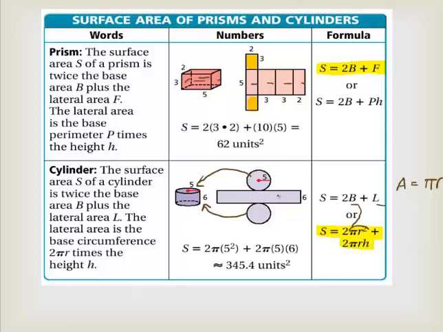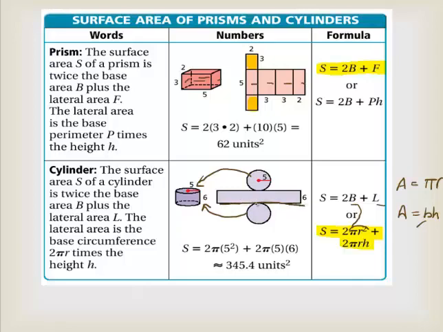Now this is a bit trickier to describe. As a lateral surface, it's a rectangle. The area of a rectangle is base times height. The height part is easy. The height part in this case is 6. But the base is unknown. The base is this length right here.